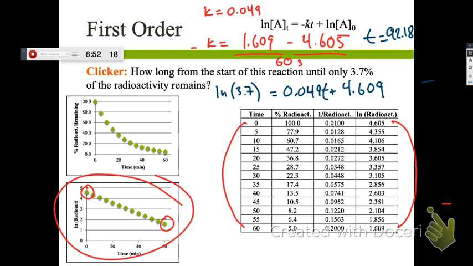Colin, what'd you have? I got 66 seconds. Yeah. I got 66. Logan? I got 66.59. Point what? 59, but it's like 67. So 66 or 67, I would have to do the calculation to see the actual number.